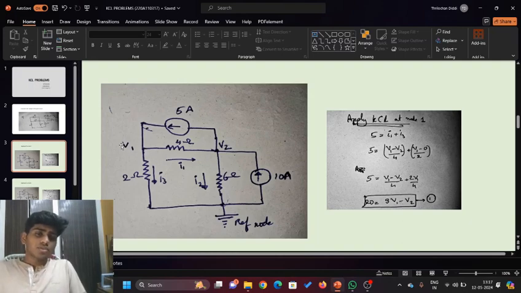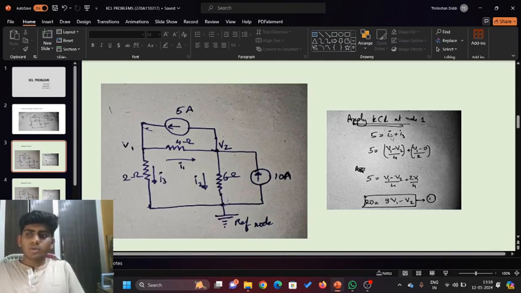We assume the voltage at this node is V1, and at this node the voltage is V2, and the reference node is grounded, so we take it as 0. To find the current in this branch, according to Ohm's law, I equals V by R. V is the potential difference, so V1 minus V2 by 4 is I1. And the current I3 is V1 minus 0 by 2, the potential difference by the resistance. So we get I3 and I1.